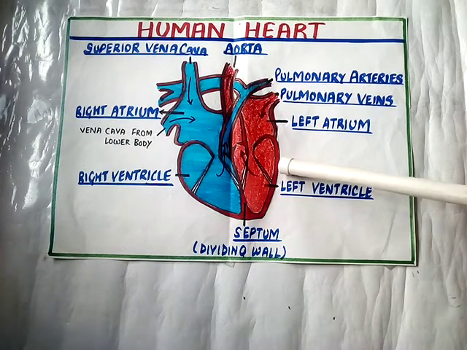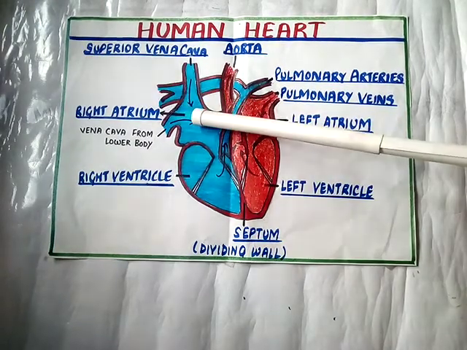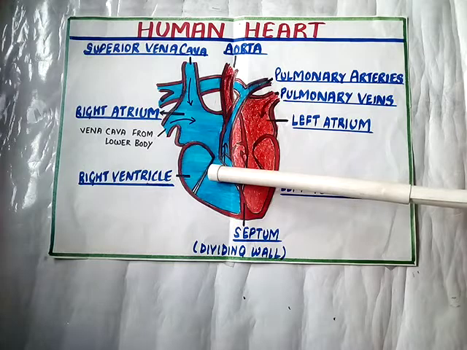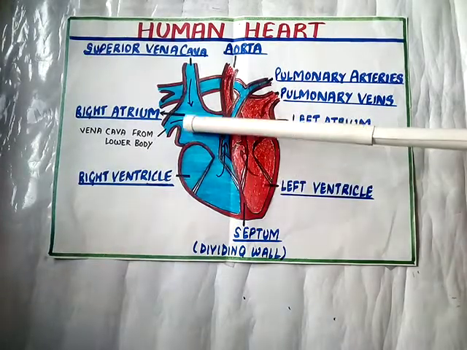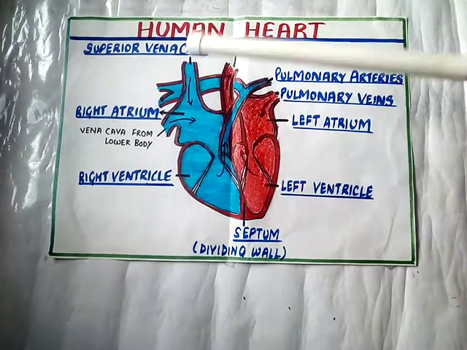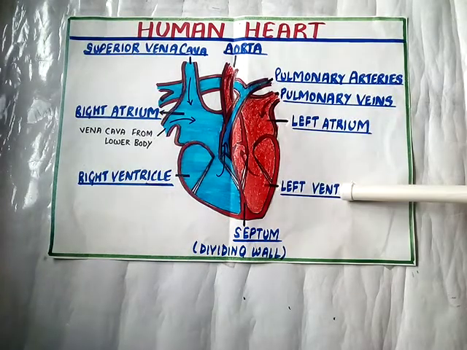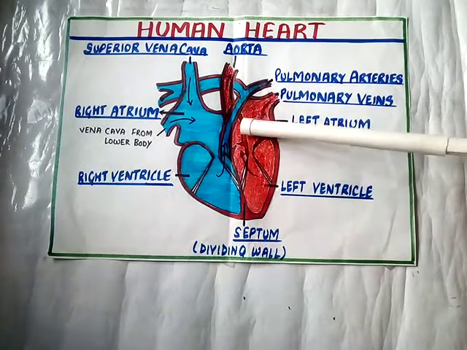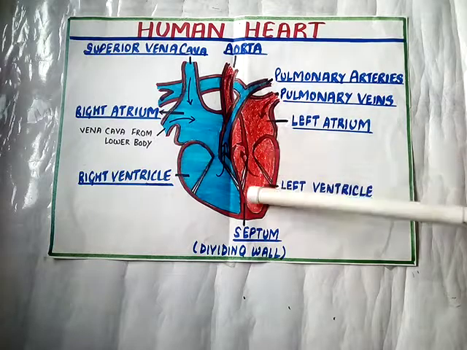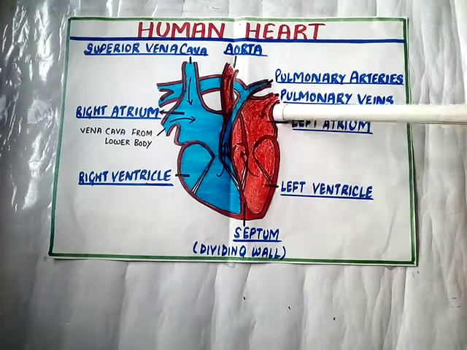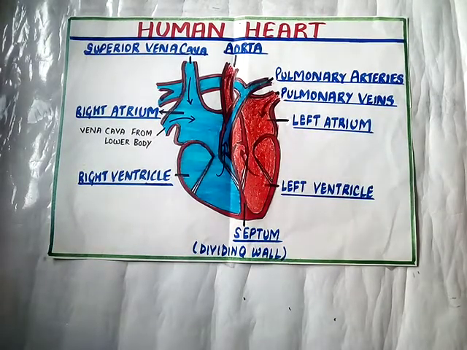The heart has four chambers: right atrium and right ventricle, which carry deoxygenated blood, and left atrium and left ventricle, which carry oxygenated blood. I have told you about arteries, that arteries mostly carry oxygenated blood.